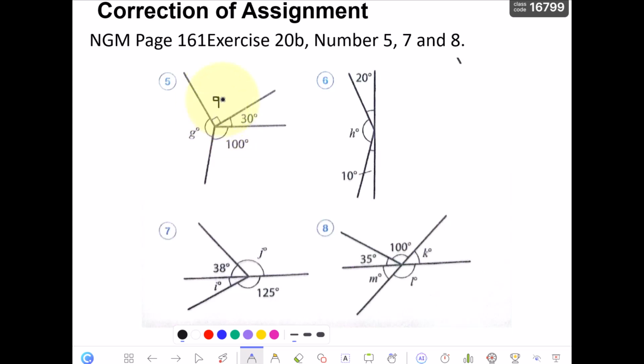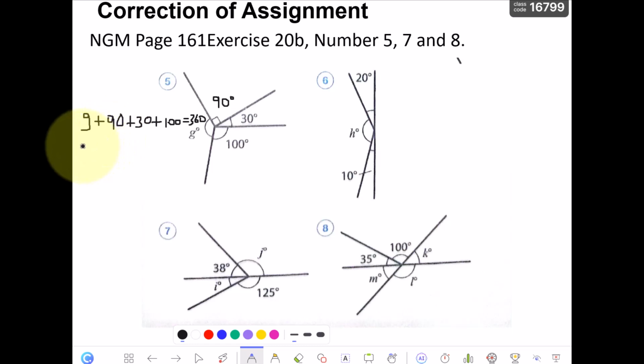So they may not tell you in an exam situation, just know that this is 90 degrees. That means you are adding all these angles, starting from G. If you add G plus your 90, by the time you add all of them, plus your 30, plus your 100, you add all the angles round, all of them will give us a total of 360 degrees. So this is angle at a point, 360.